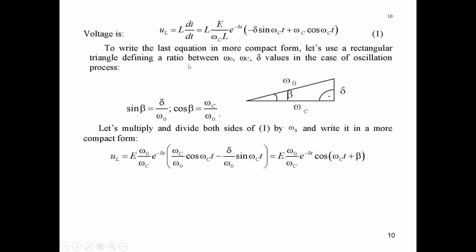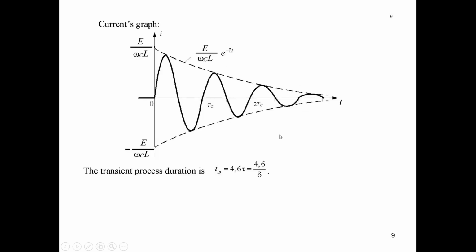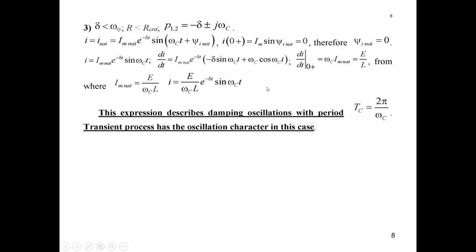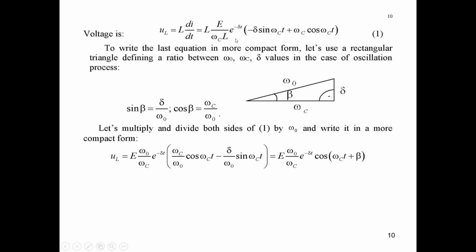Let's write down now the equation for the voltage drop across the inductance. It's UL equal to L di by dt. Let's substitute the expression we got for the current. It is here. So we should take the derivative of this expression, and as in the previous case, we have a product of two functions of time. When we take the derivative, we take the derivative of the first item and multiply it by the second item, then take the derivative of the second item and multiply it by the first coefficient. So we do it this way.